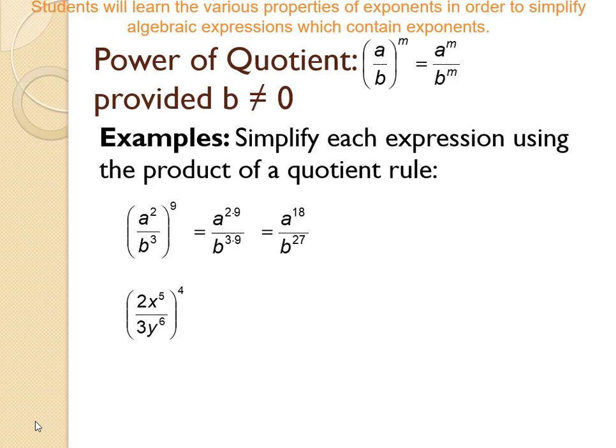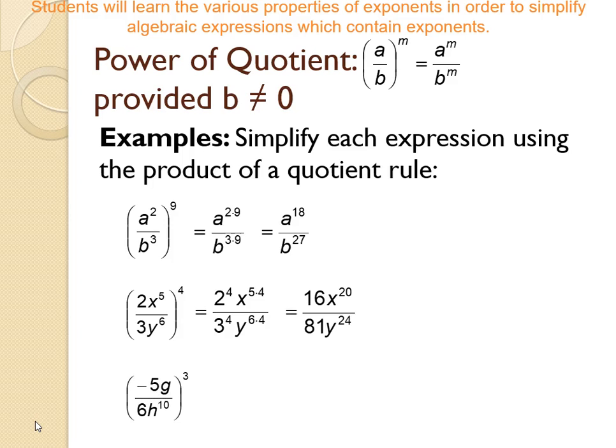And then if we have a product in the quotient, we're still going to do 2 to the 4th and x to the 5th to the 4th, divided by 3 to the 4th times y to the 6th to the 4th. 2 to the 4th is 16. 5 times 4 is 20. 3 to the 4th is 81. 6 times 4 is 24.